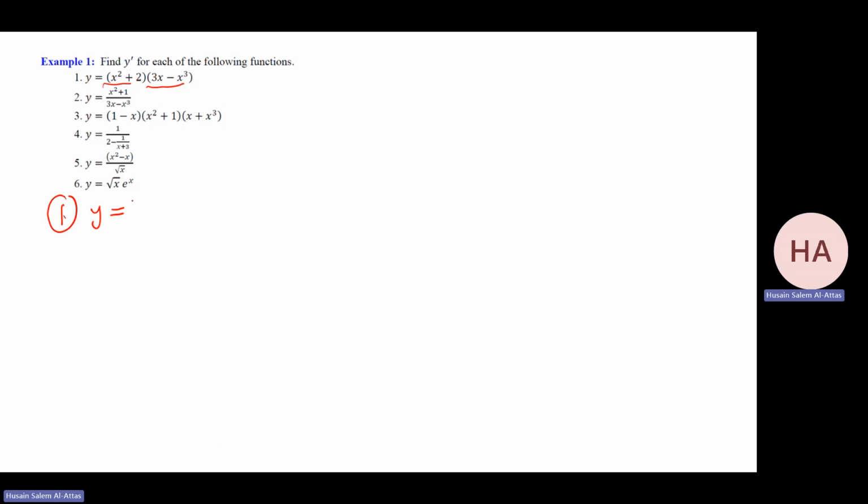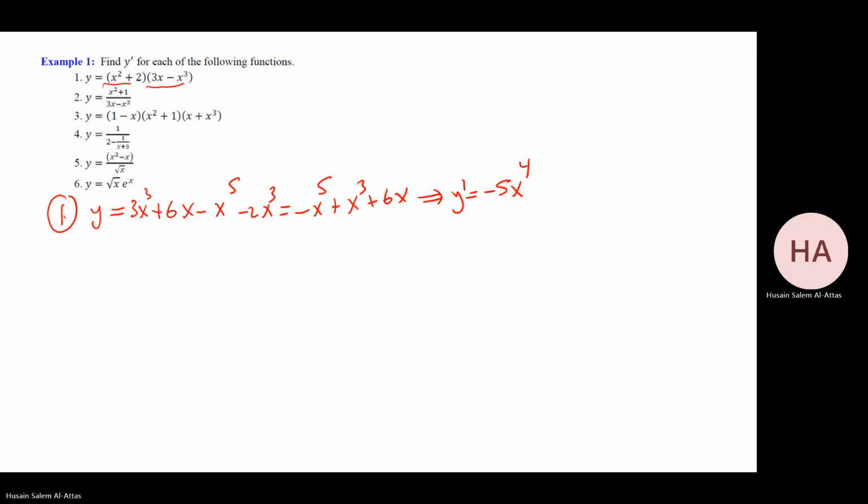That will make y, without doing any derivative, x squared times x, which is 3x cubed, plus 6x, minus x to the power 5, minus 2x cubed. And that is minus x to the power 5, plus x cubed, plus 6x. So what will be y prime? Minus 5x to the power 4, plus 3x squared, plus 6.